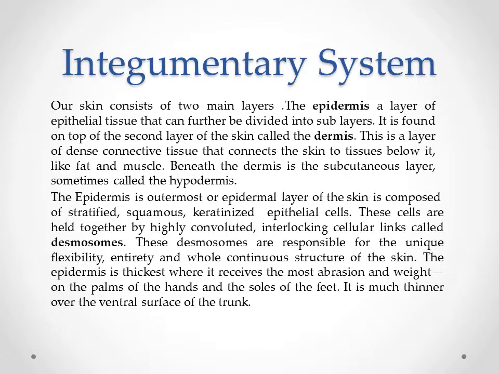Our skin consists of two main layers. The epidermis is a layer of epithelial tissue that can further be divided into sublayers. It is found on top of the second layer of the skin called the dermis. This is a layer of dense connective tissue that connects the skin to tissues below it, like fat and muscle. Beneath the dermis is the subcutaneous layer, sometimes called the hypodermis.